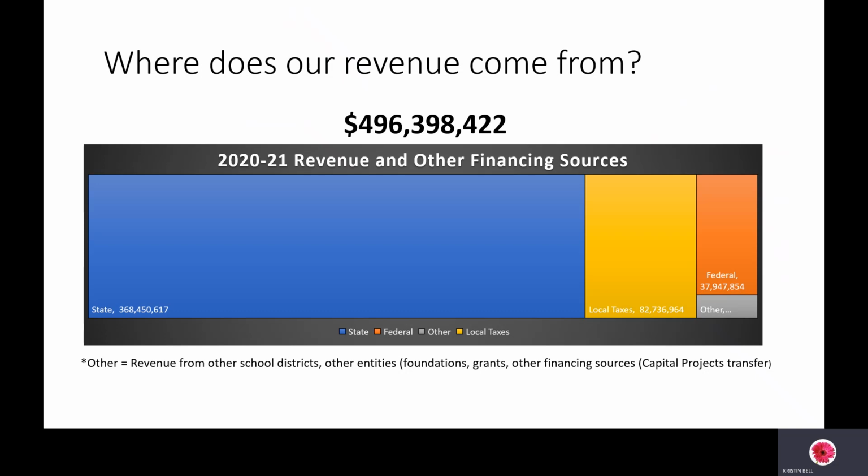Then in orange, we have the federal revenue, and those can be through grants. And we spoke last time, they come either directly to us from the Department of Ed or the federal agency, or generally speaking, they flow through OSPI to us. And then that little other category at the bottom, the gray, represents some revenue from other school districts, foundations, grants, and sometimes a capital projects transfer. We can transfer monies between funds under certain circumstances, if you recall from the last presentation.